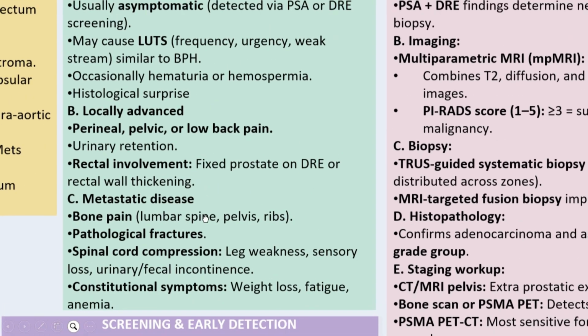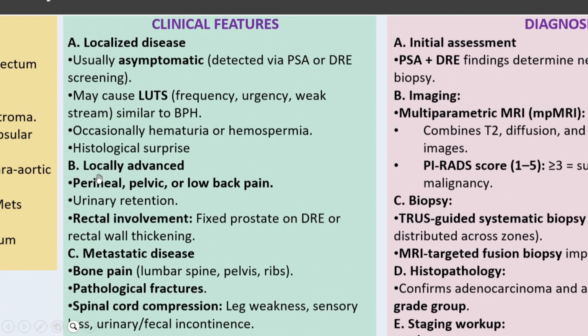So when you consider the clinical features, sometimes we can have locally advanced disease where we have involvement of the perineal, pelvic, or lower back pain. So when we have perineal pain, pelvic pain, or lower back pain, we can have urinary retention, and then we can have rectal involvement where we have a fixed prostate. That is on the rectal examination. When you try to feel for the movement of the rectal mucosa, it's actually fixed, and we have a rectal wall thickening.